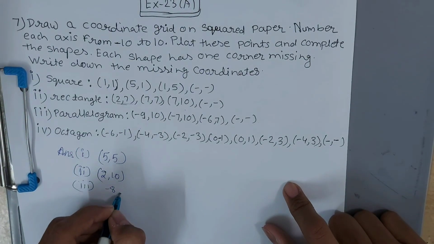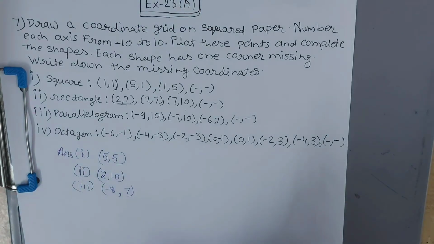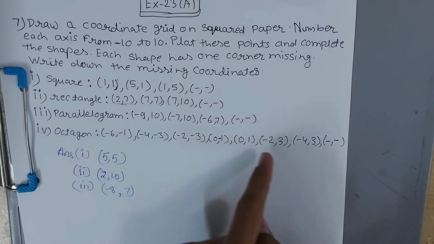-8, 7. Now look, the last figure is an octagon. So we have to mark 8 points in an octagon, but the 8th one we have to find ourselves. 7 are given to you. 1, 2, 3, 4, 5, 6, 7.